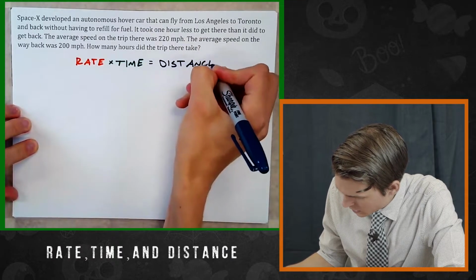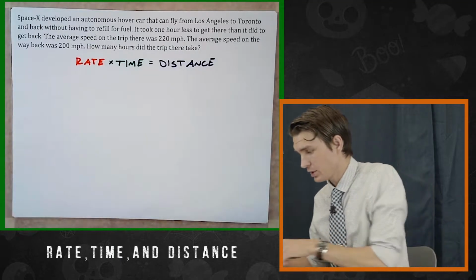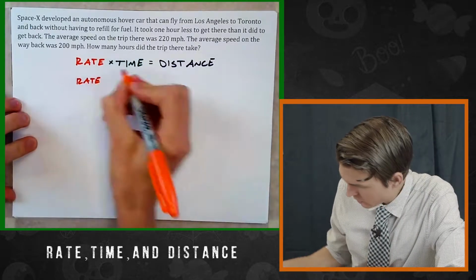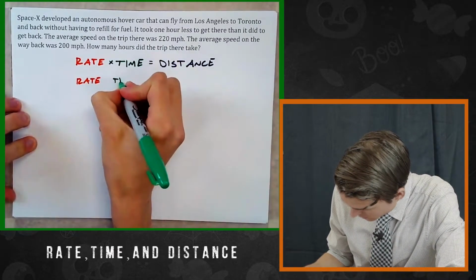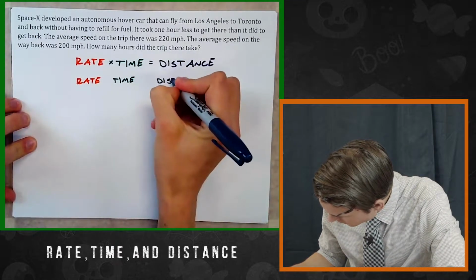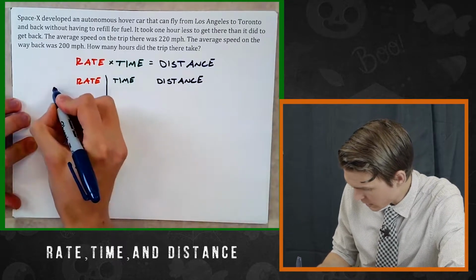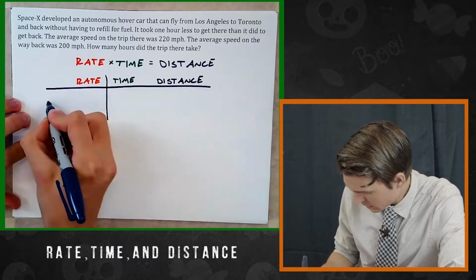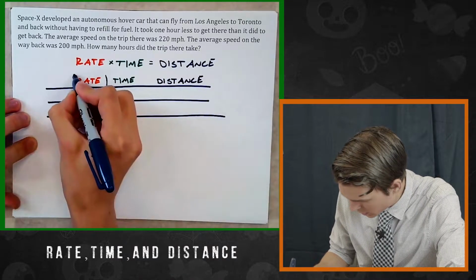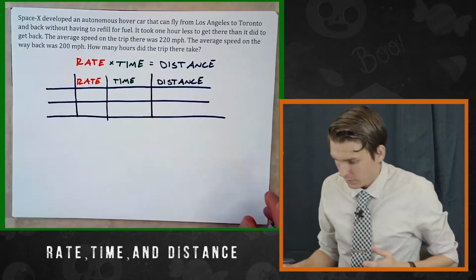And when we solve almost any rate, time, distance problem, we're going to use a table, and we will oftentimes label them with rate, time, and distance. And generally, you'll need at least 2 additional columns. Sometimes you will need more, but 2 is a good starting point. And so let's get into this one.